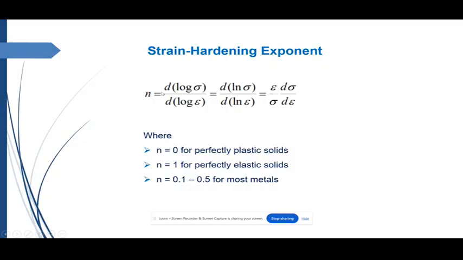The strain hardening exponent is given by d log sigma divided by d log epsilon, or d ln sigma by d ln epsilon. So you will get n equal to epsilon by sigma times d sigma by d epsilon. When n equals 0, it is a perfectly plastic solid. When n equals 1, it is a perfectly elastic solid. n varies from 0.1 to 0.5 for most ductile metals.